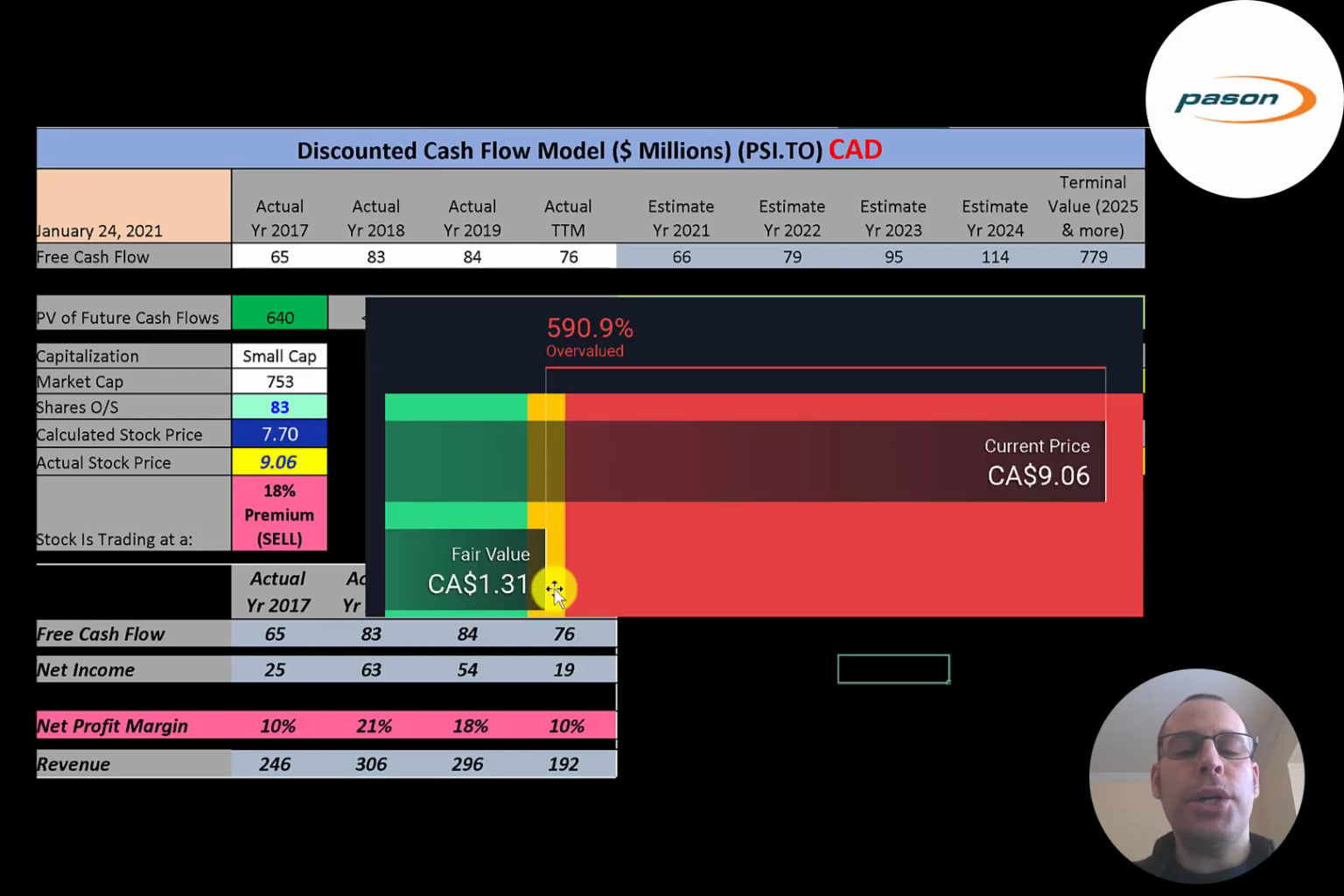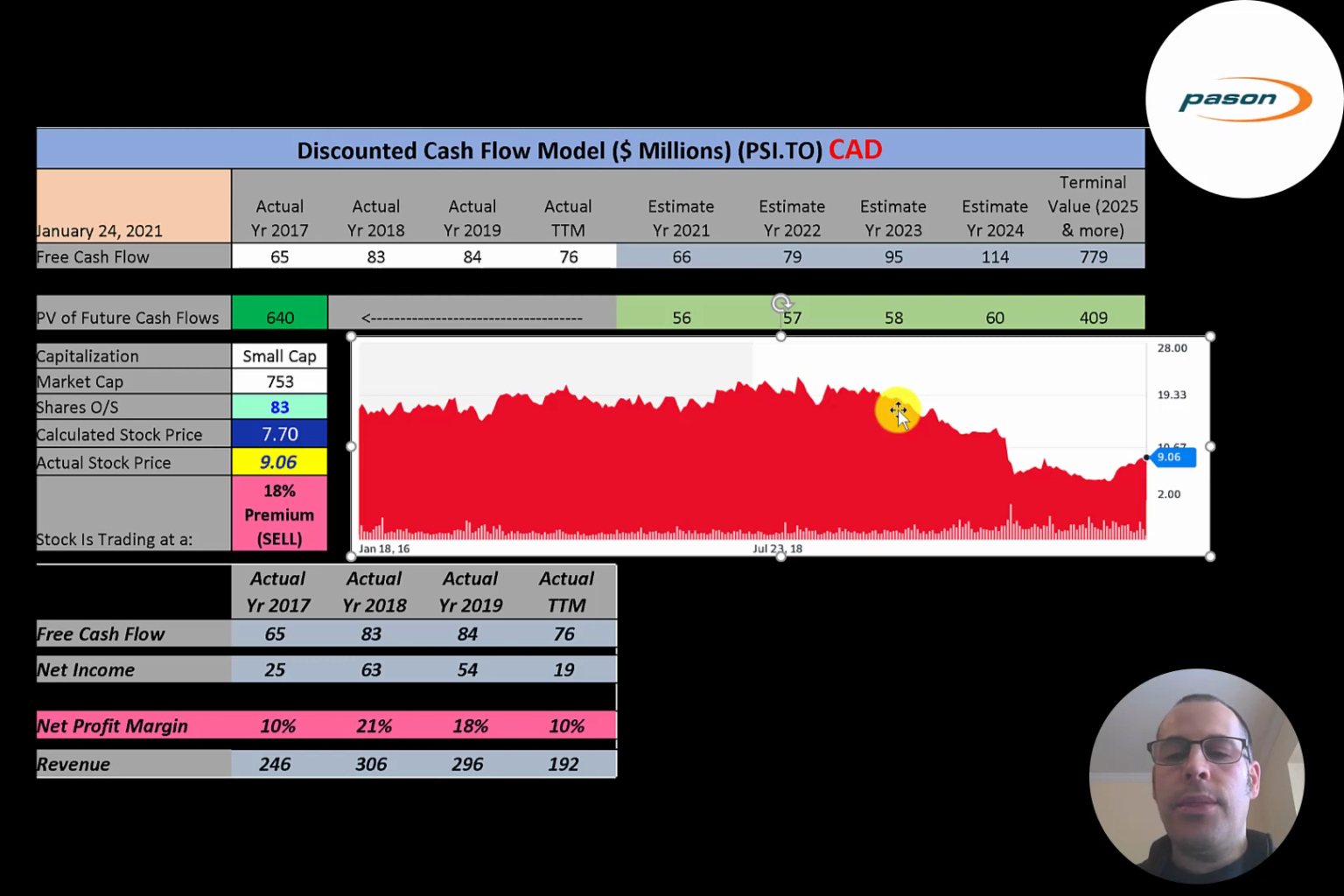Simply Wall Street is much higher than me. They value the stock at $131 a share. They're saying it's really overvalued. The stock was trading over $20, but it took a huge dip the last 6 months. The stock is a lot closer to my valuation, but it's way off from Simply Wall Street's valuation.